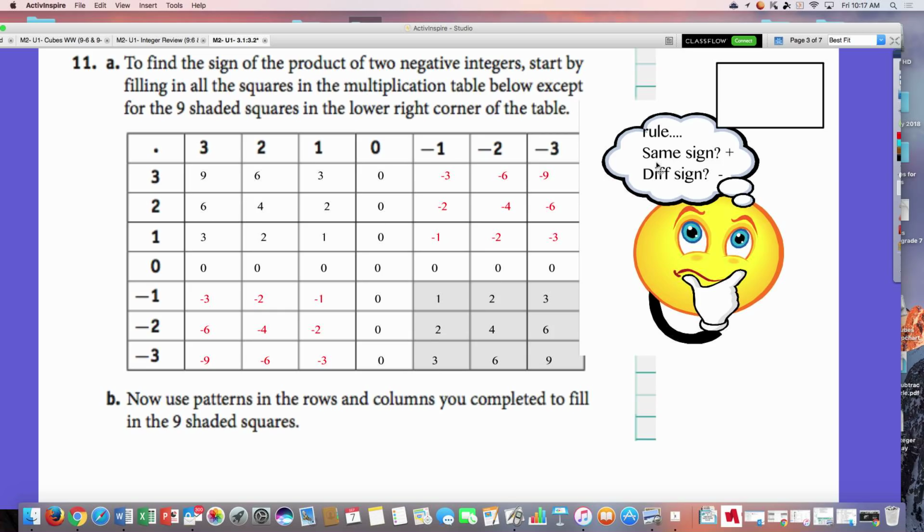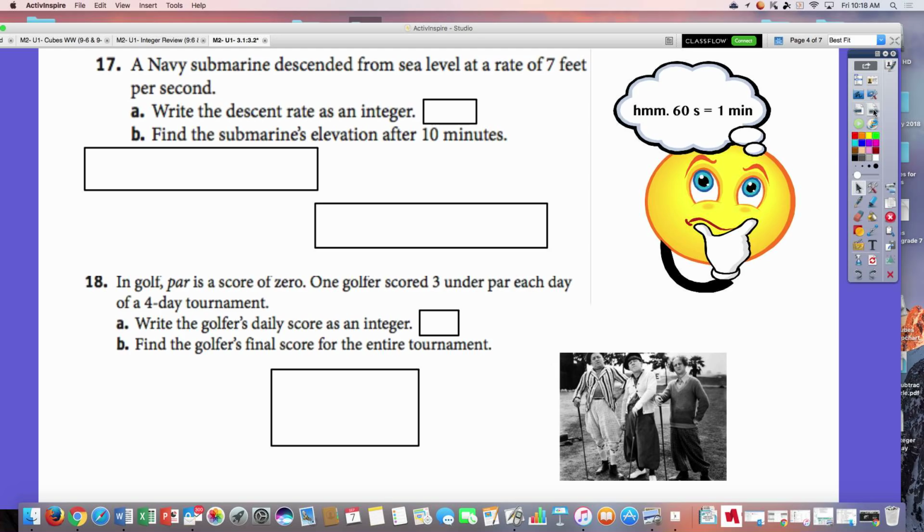Am I positive? Yes, I'm positive. Same sign, positive. Different sign, so a negative times a positive, or a positive times a negative. Different sign, negative. That's interesting. All right, let's do a few story problems.